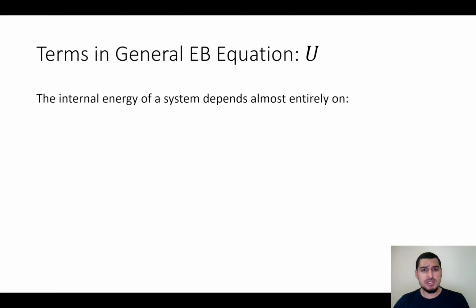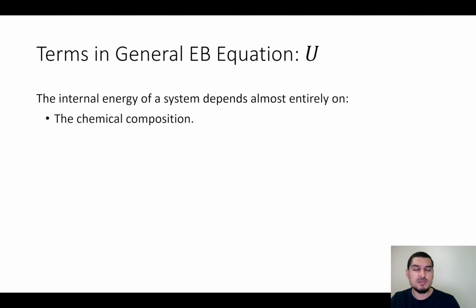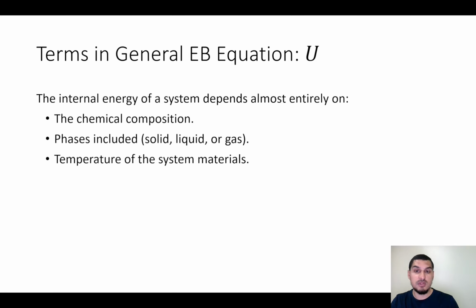So the internal energy depends on many factors. It depends on the chemical composition. Now we focus more on the parameters that affect the internal energy if we want to calculate it, and we will see how we can do this, or if we can do this or not later. But the internal energy depends on the chemical composition. It depends on the phases, whether it's solid, liquid, or gas. It depends on the temperature of the system. So these are the three main factors that affect the internal energy.